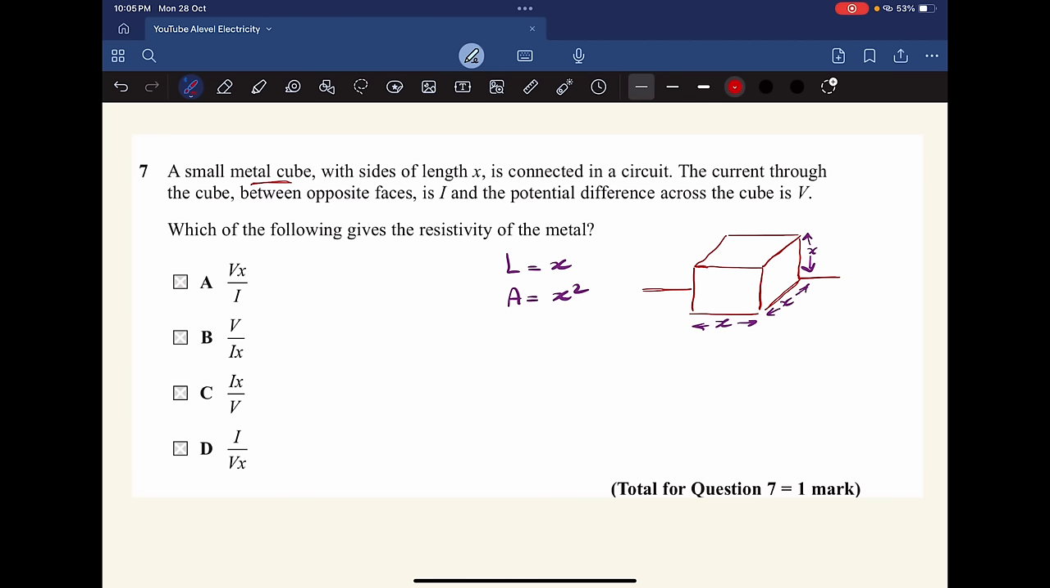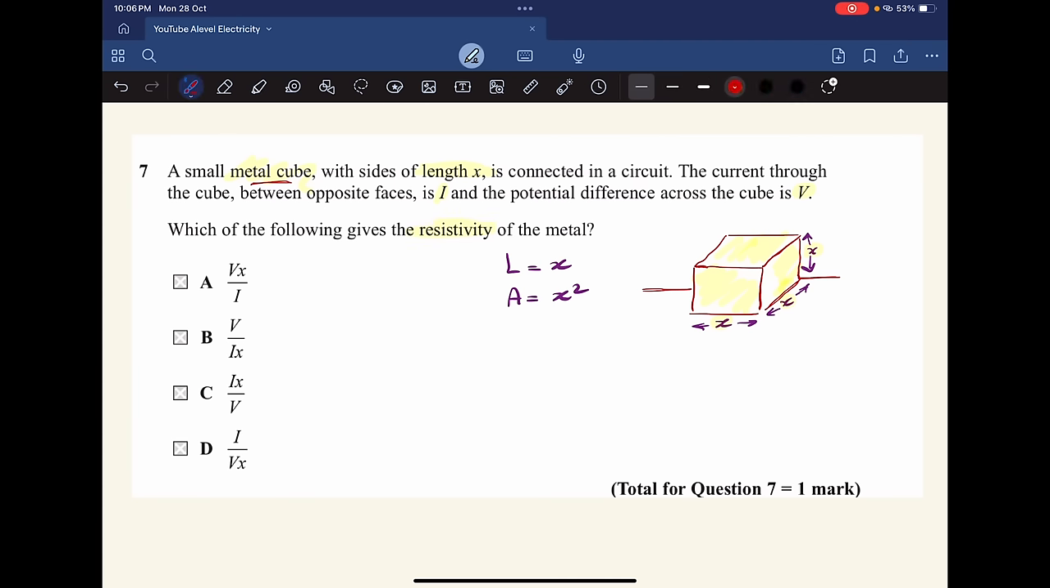In this question, honestly, I love this question. Quite easy, but some students are not happy. Let me highlight the keywords. Firstly, we have a metal cube. I'll help you, and sorry, I'm not good at drawing. This is the metal cube. The examiner said sides of length X, so I have X and X and X. Connected in the circuit, the current through the cube between the opposite faces is I, and the potential difference is V. He's asking for the resistivity of the metal.